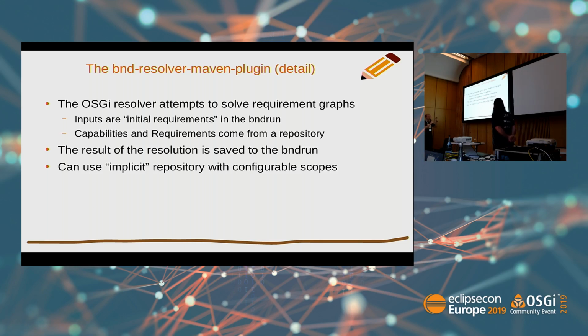And then the capabilities and requirements come from a repository. And there are kind of two ways of getting that repository information. So one of them is the Indexer Maven plugin that we've already heard about. So building XML indexes in one Maven phase or in the same phase immediately before this, for them then to be used in the resolver. That's quite a common pattern.